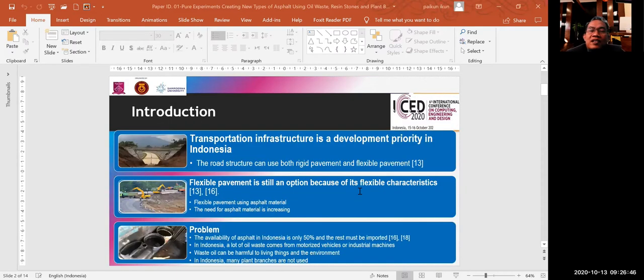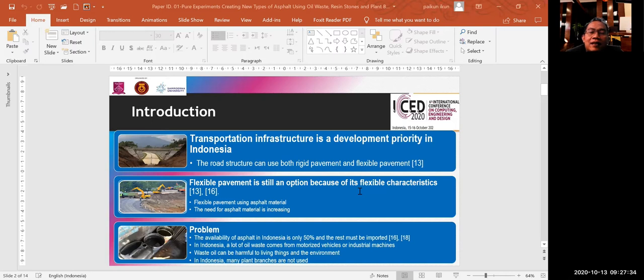Introduction. Transportation infrastructure is a development priority in Indonesia. We all know that the roads people can use are rigid pavement and flexible pavement. Flexible pavement is still an option because of its flexible characteristic. We all know that flexible pavement uses asphalt material. Therefore, the need for asphalt material is increasing. The problem is that the availability of asphalt in Indonesia is only 15% and the rest must be imported.